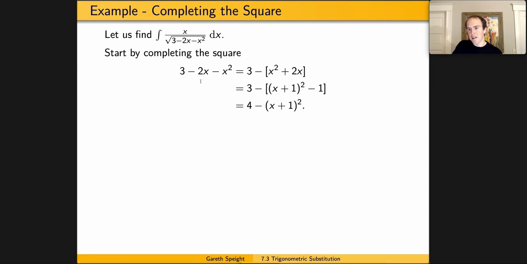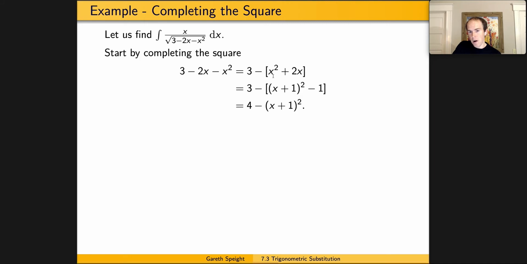There are many different ways that people like to write completing the square. Personally, I like to forget about the constant because you can always add and subtract the constant later. And I don't like to have anything in front of my x squared. I just like to have x squared plus something. So that's why I moved the 3 over, and then I had a minus sign here, and then I stick everything involving x inside. So I just have 3 minus x squared plus 2x.